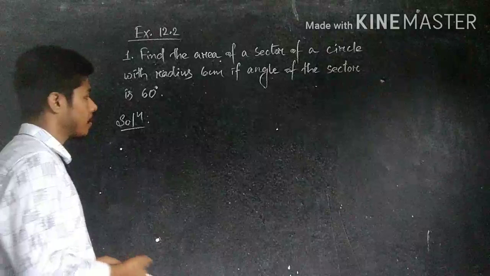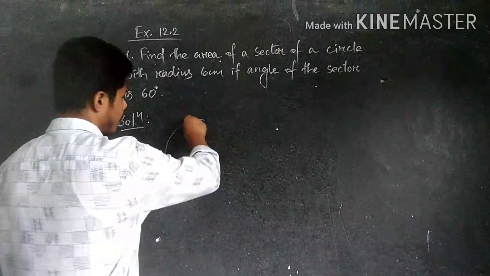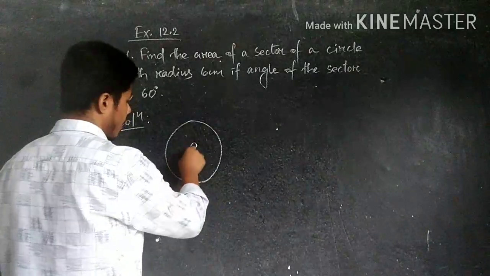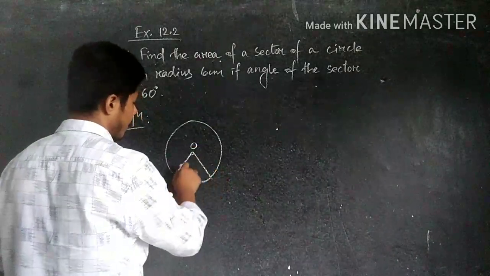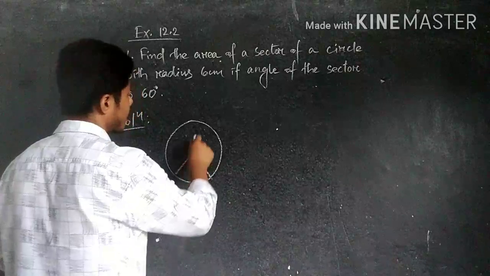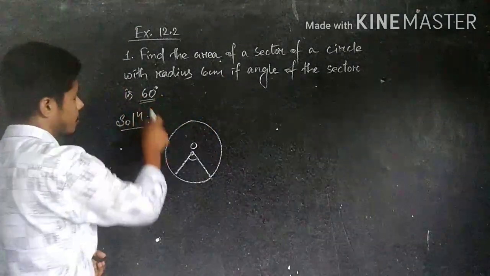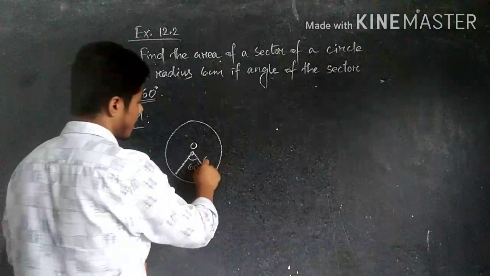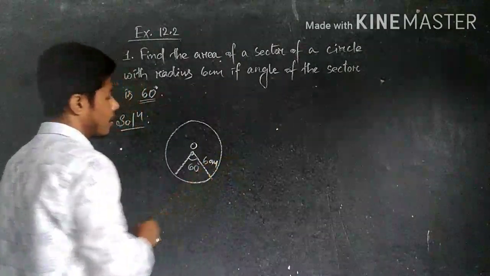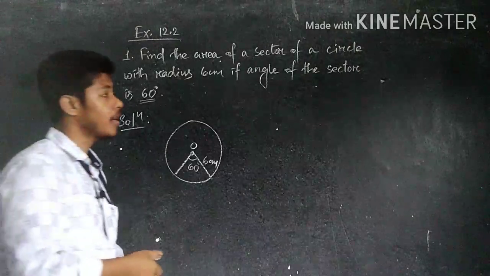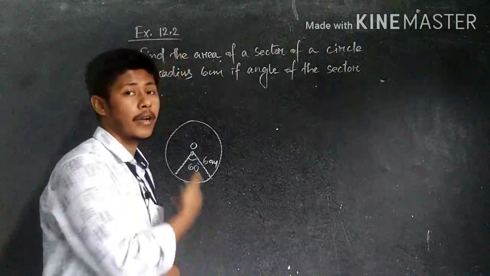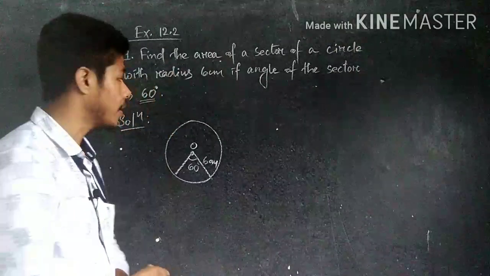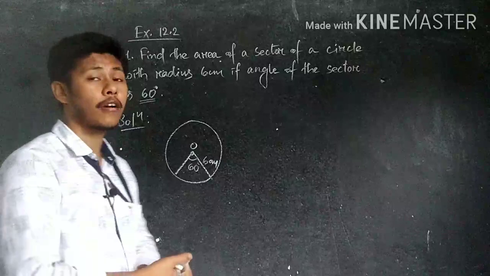So in this case, what do you have to do? Let's see the diagram. This one is the center O, and this is the radius. In this case, the angle is given. The angle is given as 60 degrees, and the radius is given as 6 centimeter. If the radius is 6 centimeter and the angle is 60 degree, then we can easily find out the area of this sector.